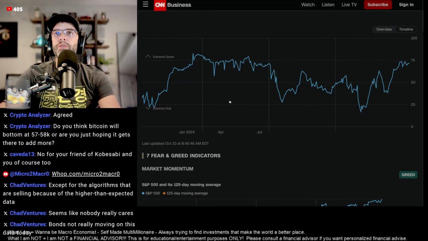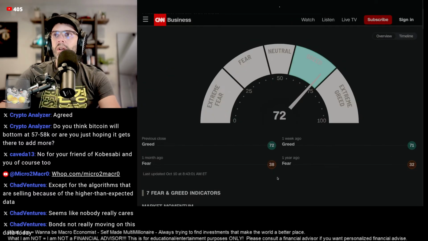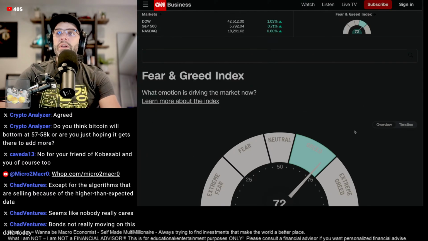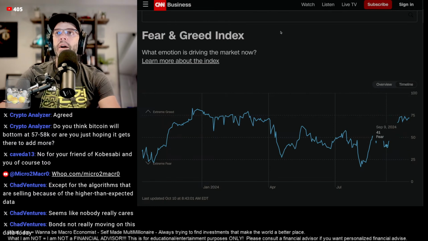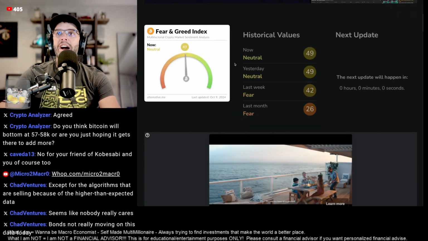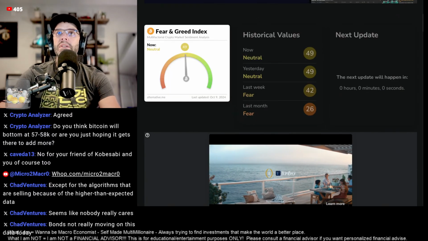Speaking of data, let's look at the Fear and Greed Index on CNN. 72, still in the greed zone. We've been doing that for a while. I said we could do it for a while. Are we going to roll over? Maybe. It could definitely happen, or maybe we go a leg higher. I'm still leaning on a leg higher. I think we're climbing a wall of worry.